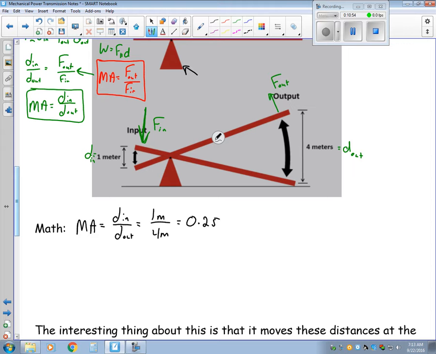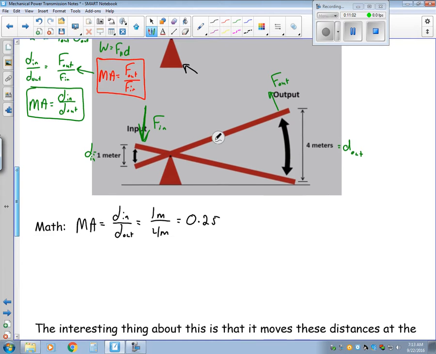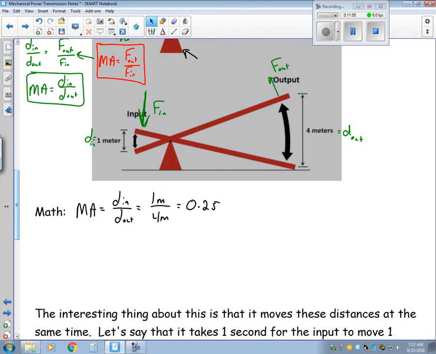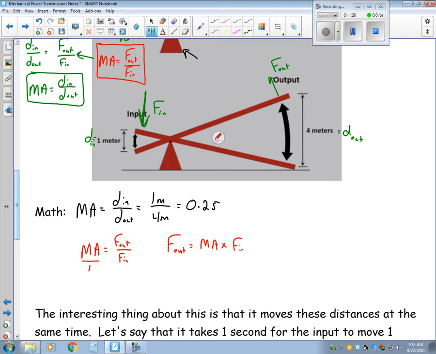So what does it mean to have a mechanical advantage that is less than 1? Well, remember that mechanical advantage equals the output force divided by the input force. So, doing a little bit of math, if I put that over 1 and cross multiply, the output force equals mechanical advantage times the input force. So let's say this input force was, think of something pretty simple.